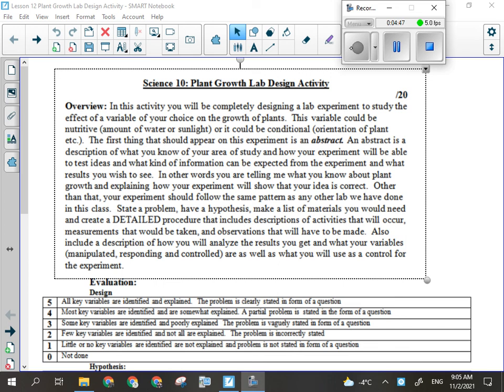All right. 3 controlled variables. Think about the other things that you need to make sure you keep the same so they don't affect the growth of the plant.